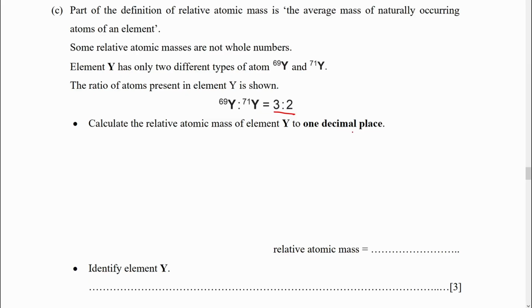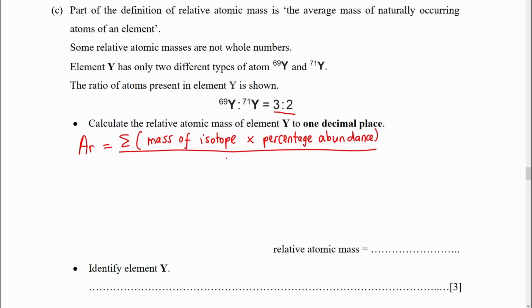Okay, so if you still remember the formula for calculating relative atomic mass, Ar is the total of the mass of isotopes times the percentage abundance, divided by 100%. So it depends on the question. If the question is given in percentage, then you divide by 100%. So in this case, it is not in percentage, but it is in ratio.